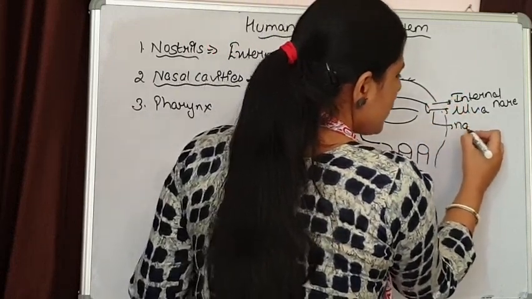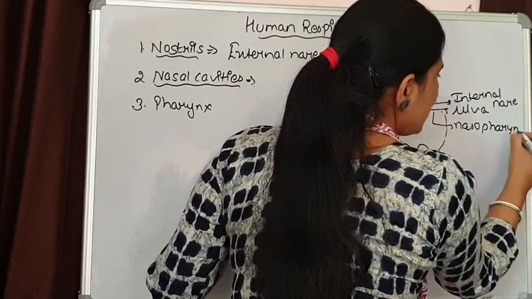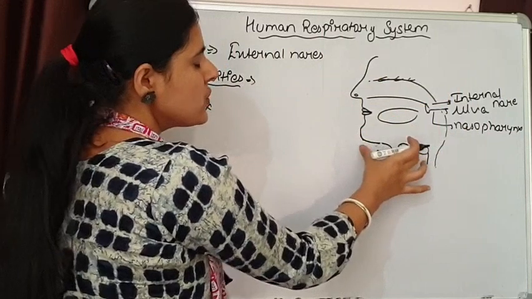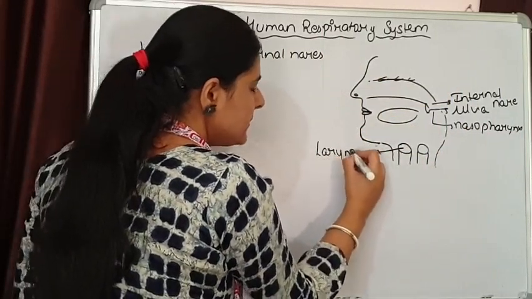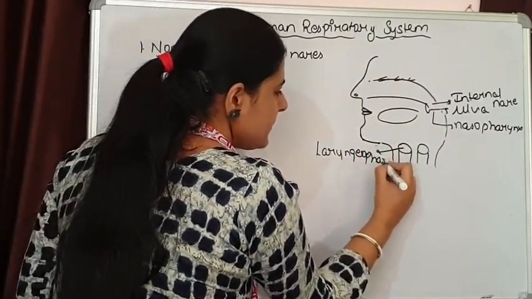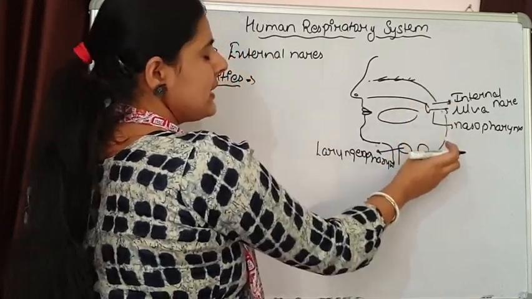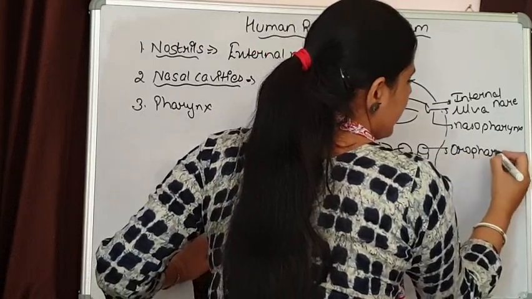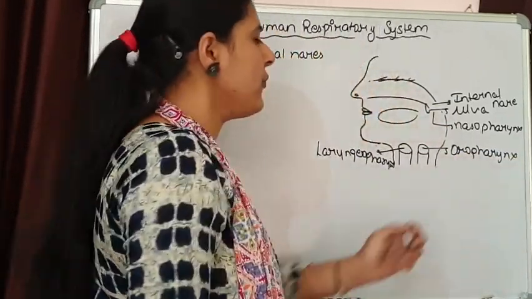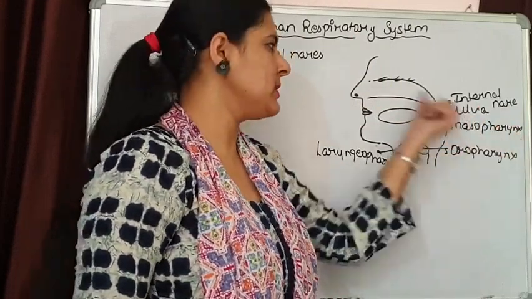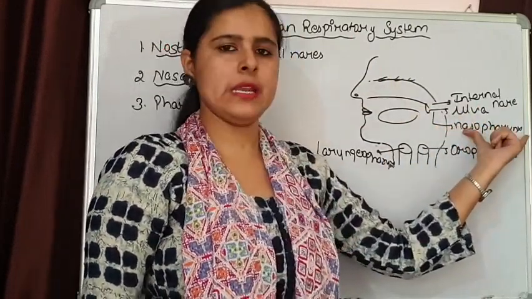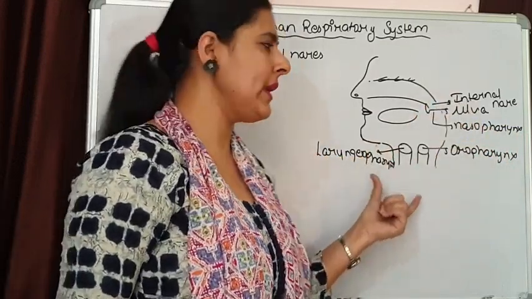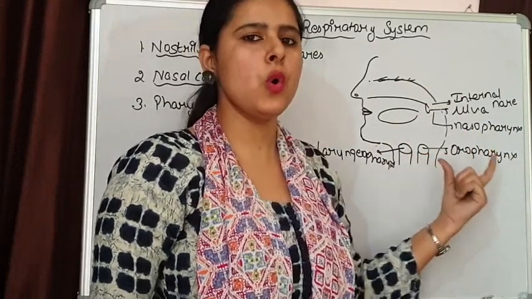This portion is the nasopharynx, in which the nasal cavity is opening. Now some part is going to open over here, so that will be the laryngopharynx, and the portion that is leading into the esophagus will be the oropharynx. So this is how the pharynx is divided into three parts. The nasal cavity is opening into the nasopharynx. The part of the pharynx that is near the larynx is the laryngopharynx, and near the food pipe is the oropharynx.